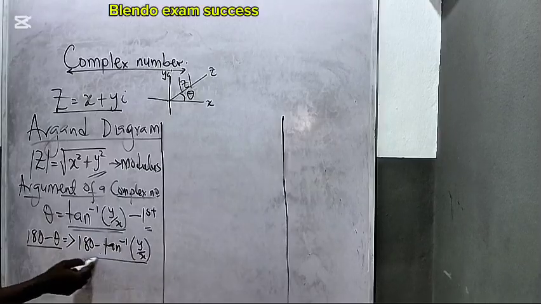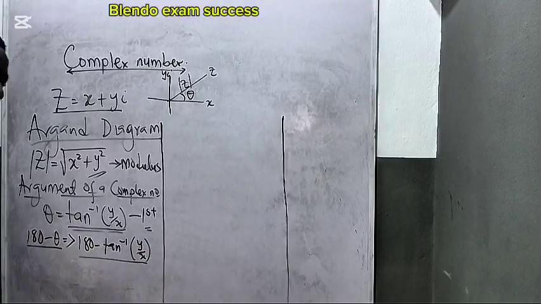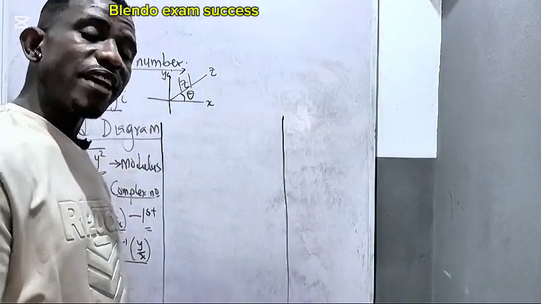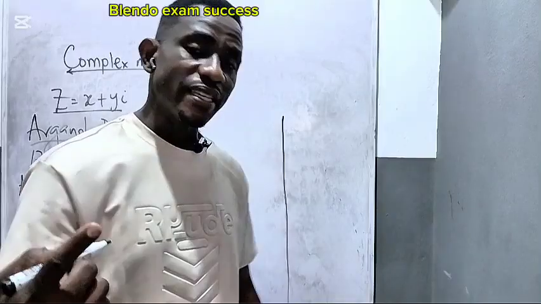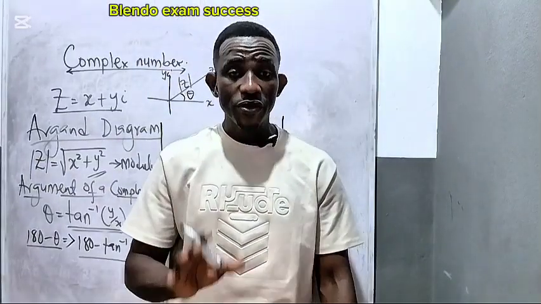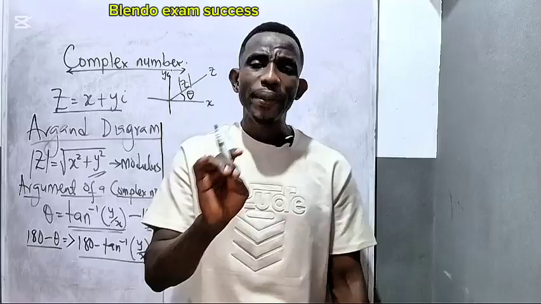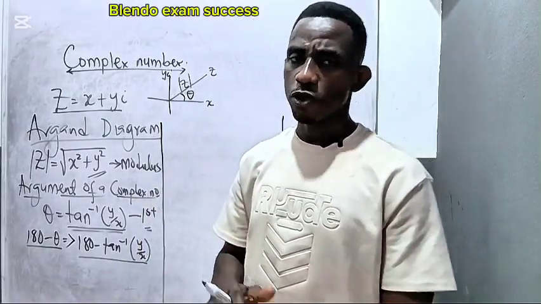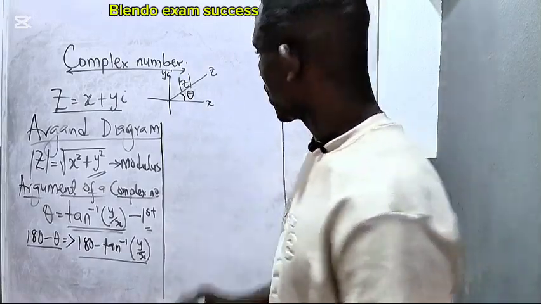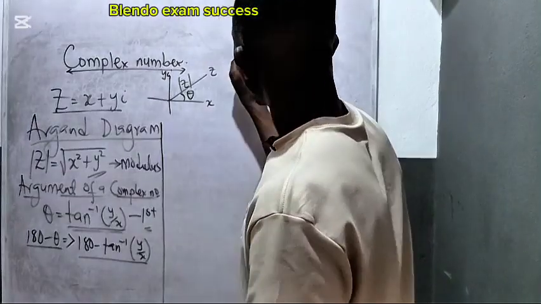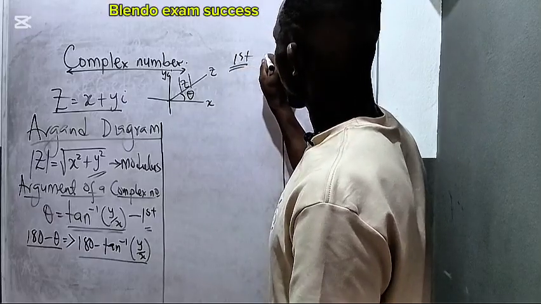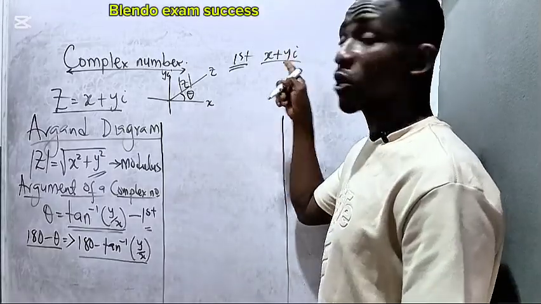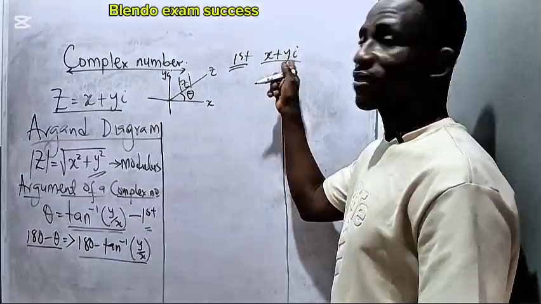But there is a complex part of this. How will you identify a complex number that is in the first quadrant, the second quadrant, the third quadrant, and the fourth quadrant? In this video, you are going to see how a complex number resides in the first quadrant, second quadrant, third quadrant, and fourth quadrant. So for the first quadrant, a complex number looks like x plus yi. This is how it looks for the first quadrant. When you see a complex number like this, know that it is in the first quadrant.